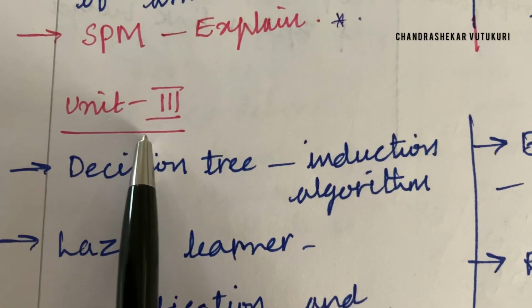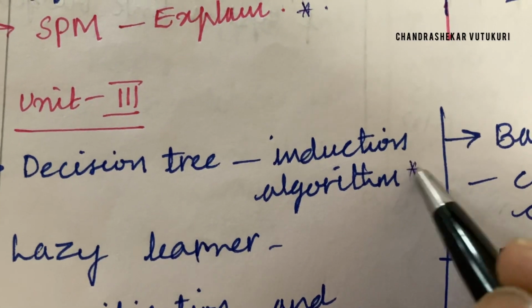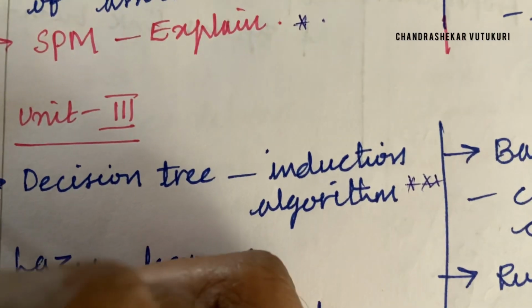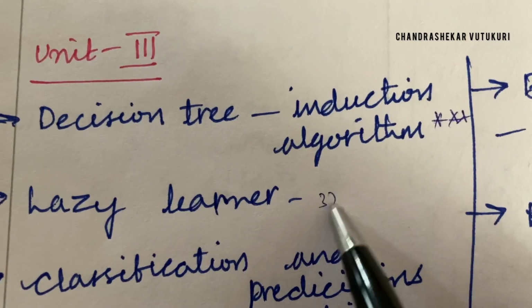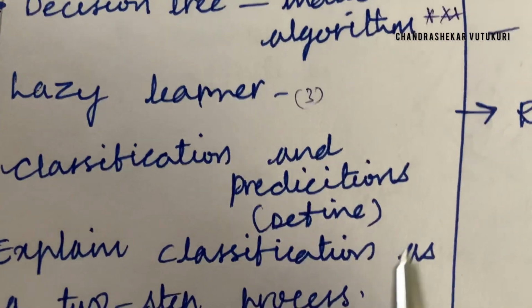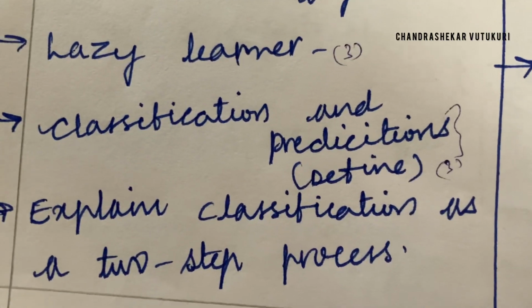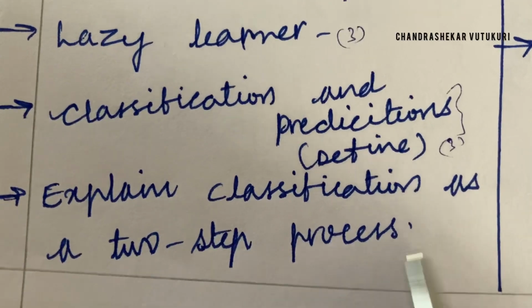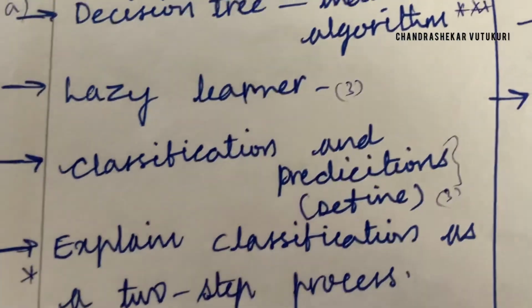Let's look into Unit 3. It is all about the decision tree. Induction algorithm on decision tree is said to be one of the topmost and gunshot questions which may be a 6A, dear students. Lazy learner, explain it, may be a 3 mark question. Classification and prediction, define these terms, also may be a 3 mark or 2 mark question. Explain classification as a 2-step process may be one of the topmost questions in 6B, dear students.